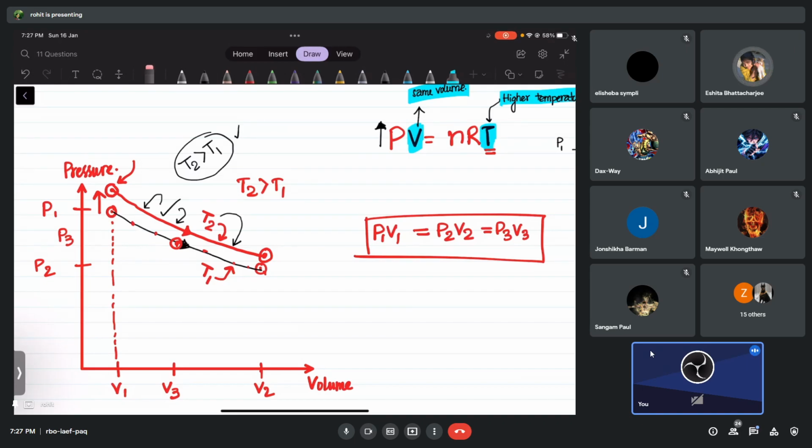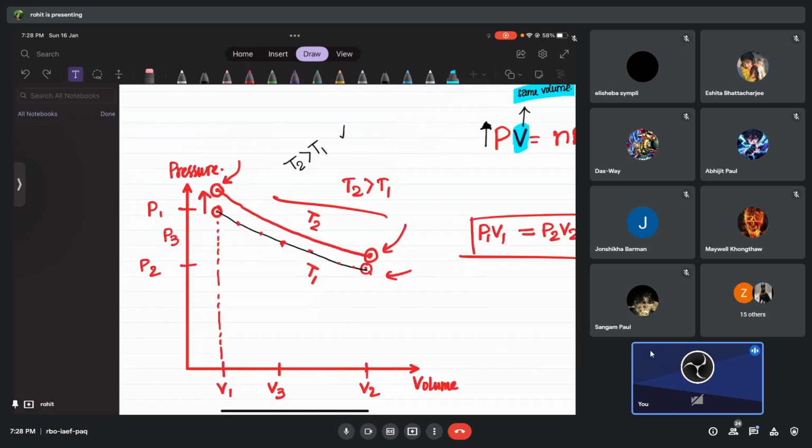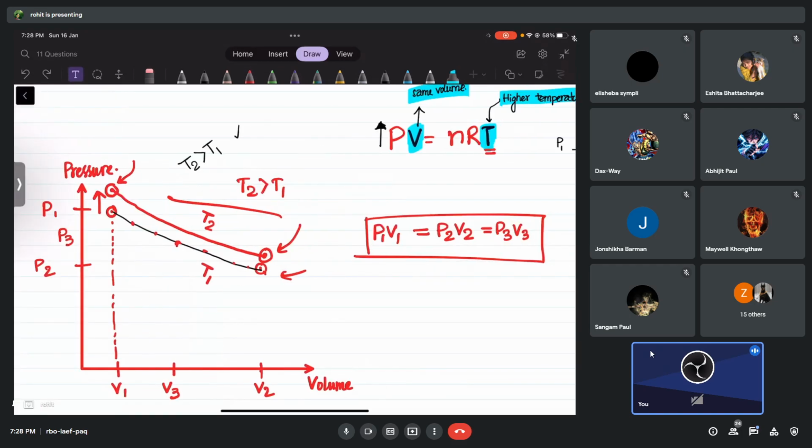So just by looking at the graph, we should be able to tell which one is at higher temperature and which one is at a lower temperature. Notice what can happen if I talk about compression. Compression means to come from a bigger volume and go to a smaller volume. That means the graph should go to the left. So when the graph goes to the left, this is what happens.